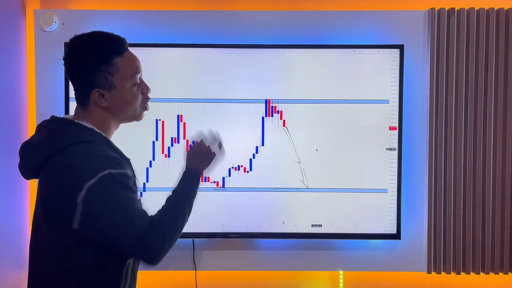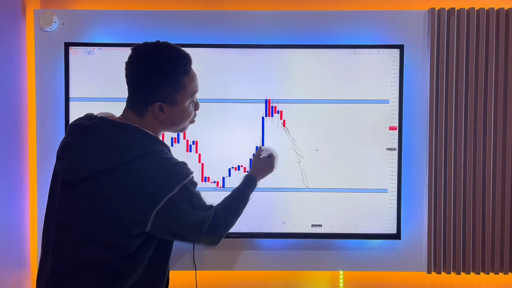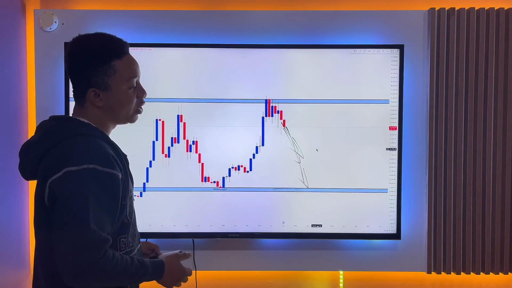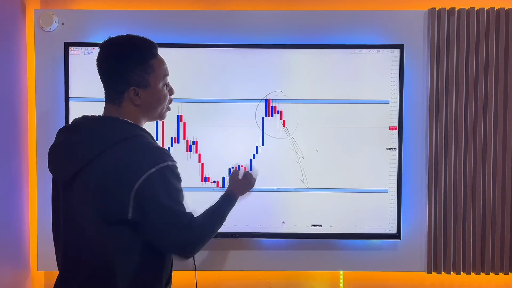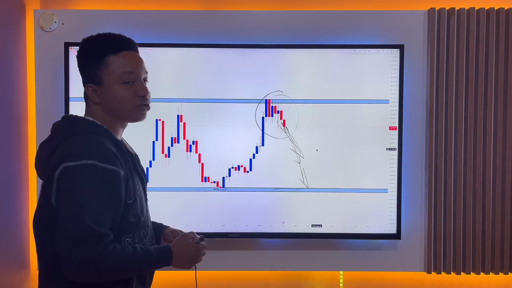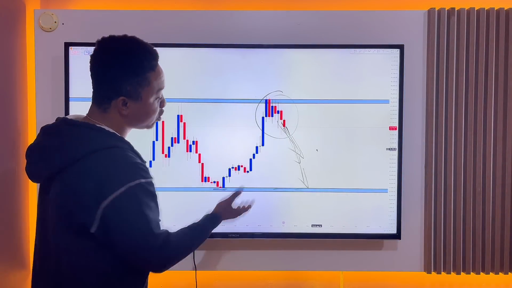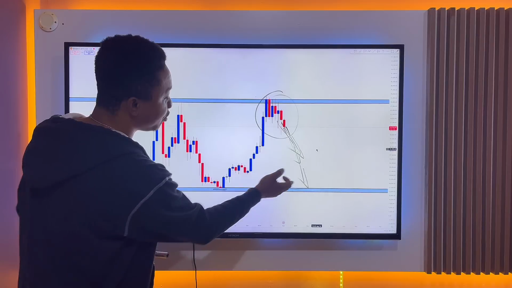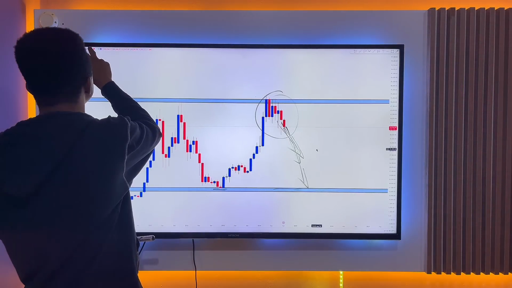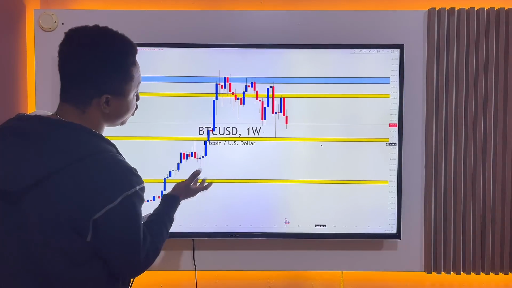Now remember, we are only interested in what? The selling opportunities. Alright, so let's take it further to weekly time frame, understand this move on the weekly and how we can be picking the sells to the downside on BTC USD. Alright, so BTC USD onto the weekly for further understanding. Alright, so this is BTC USD on the weekly time.